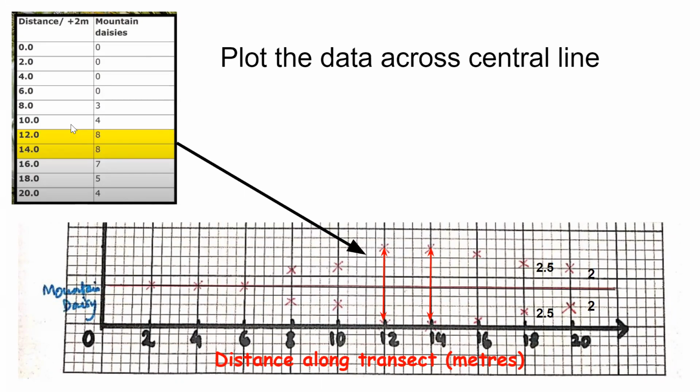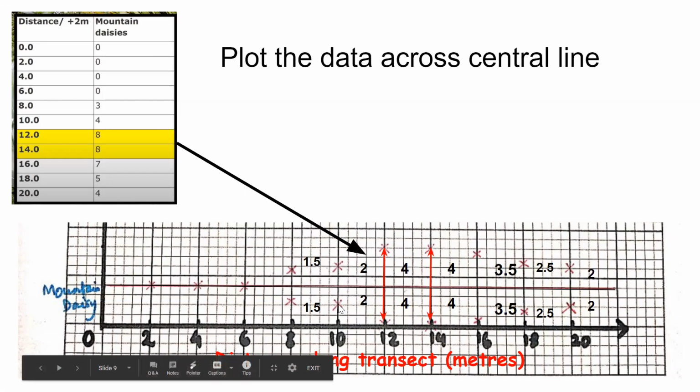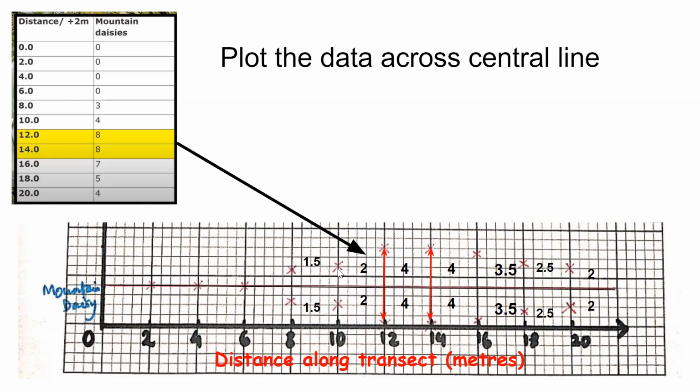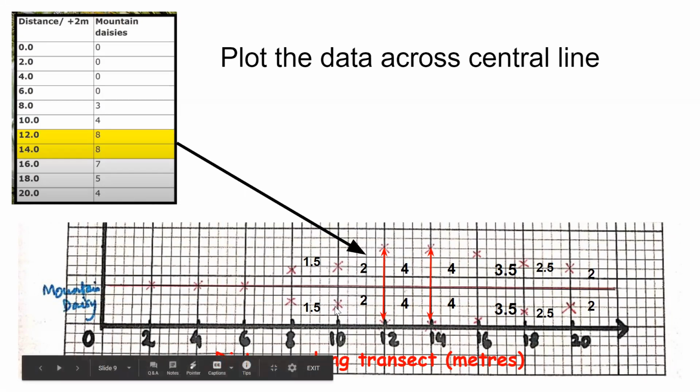Now let's look at 10 meters. At 10 meters, I found 4 daisies. Look how I have plotted. At 10 meters, if I found 4 daisies, then I'll take 2 centimeters above the central line, 2 centimeters below the central line. These are my plots. At 12 and 14 meters, I get the highest number of daisies, that is 8. So I'll take 4 centimeters above the central line, 4 centimeters below.